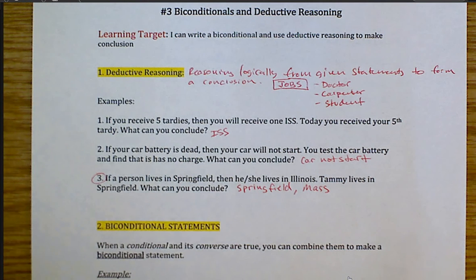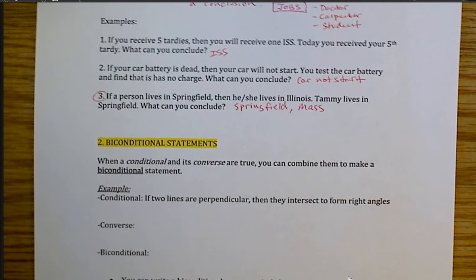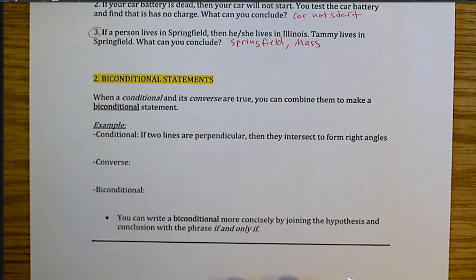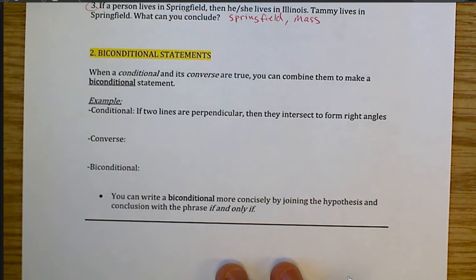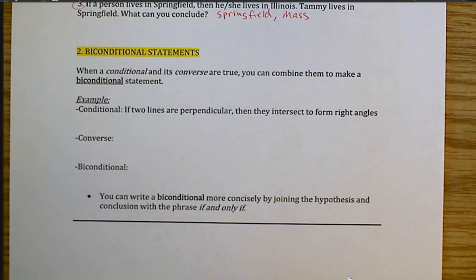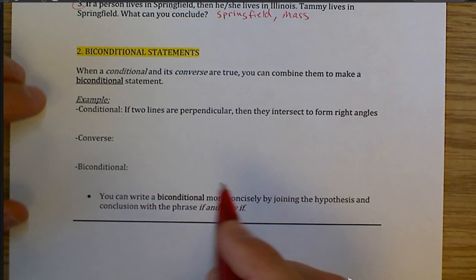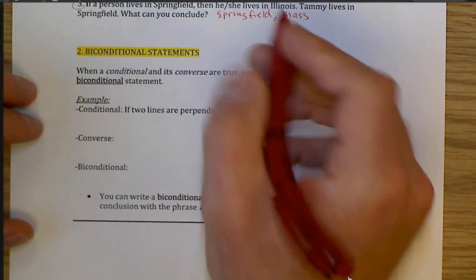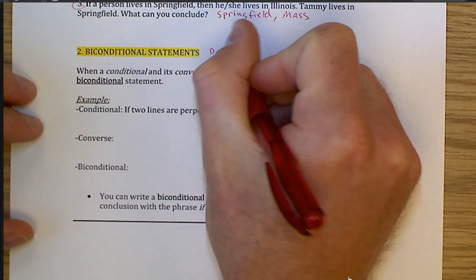A lot of you do this all the time. You don't even realize you use deductive reasoning, but you do. All right? Let's jump down into kind of what your homework's going to be more about, which is the second part of the learning target, which is a biconditional statement. And you're going to see a lot of familiar terminology come into play here with conditionals and converses that you learned back in lesson 2. So I'm going to get my pens here. So a biconditional statement, the definition is right here. Okay?